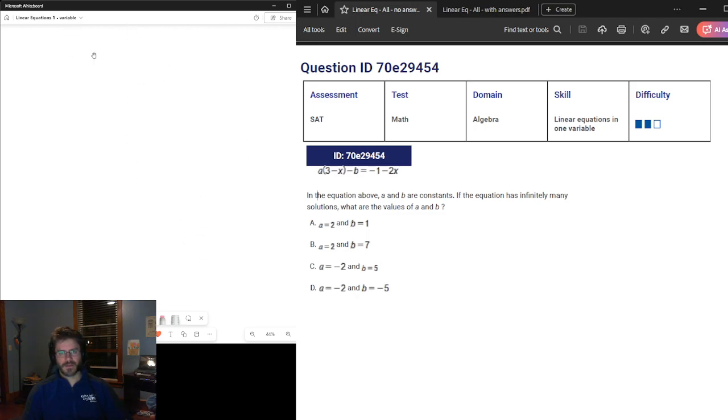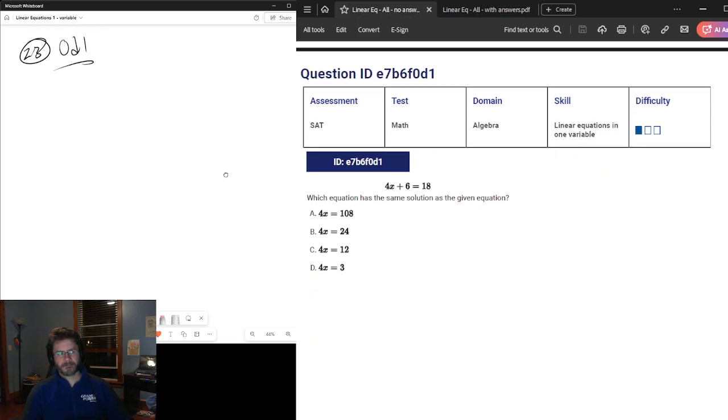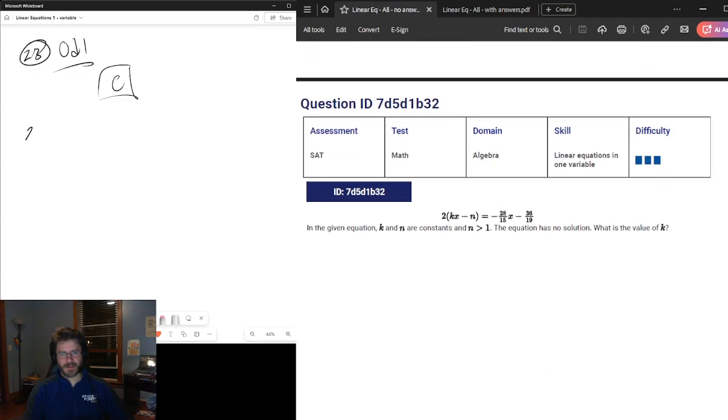Okay, 22, 23, code 0D1. Give it a shot before I explain. So it's simply just asking for 4x equals. Don't solve all the way down to x. We got a 4x in the expression. Just subtract the 6 over, and you get 4x equals 12. So that's real simple. Don't solve all the math if you don't have to.